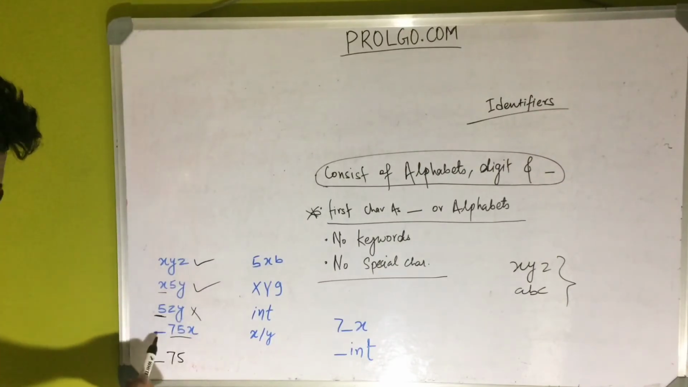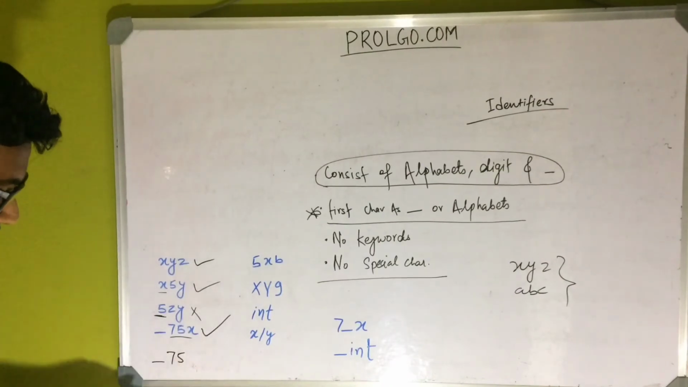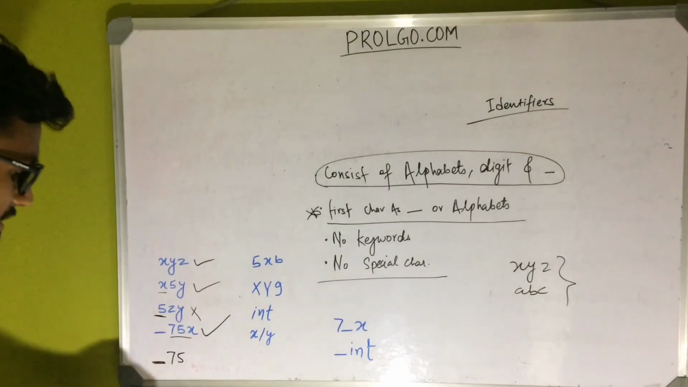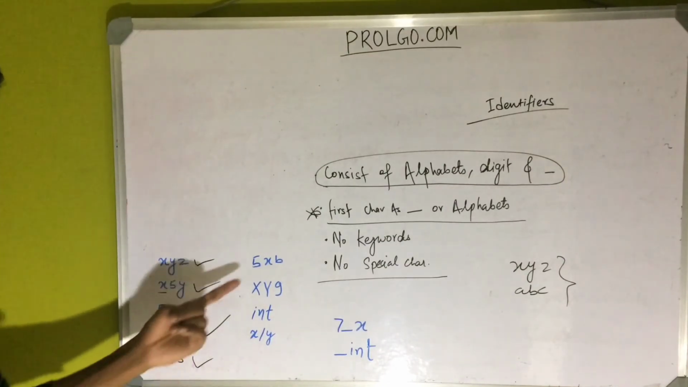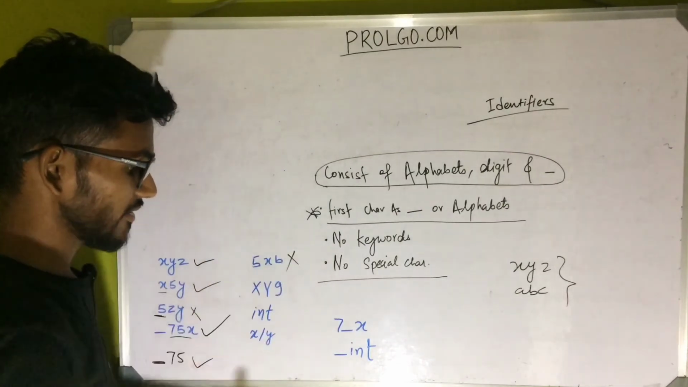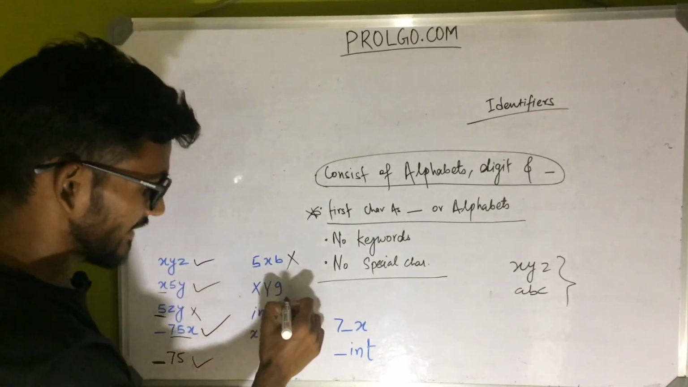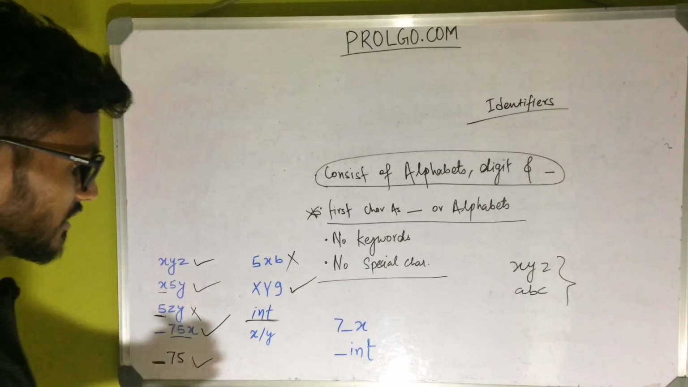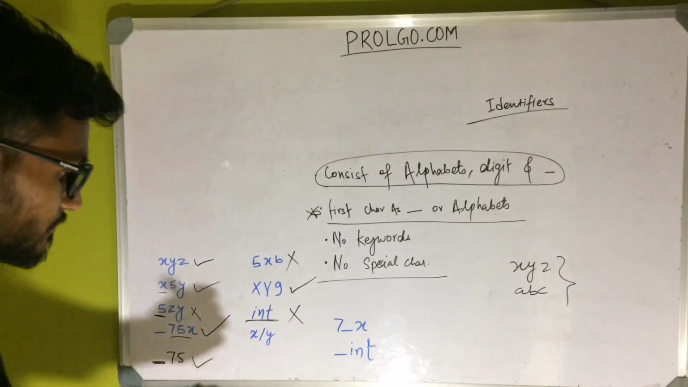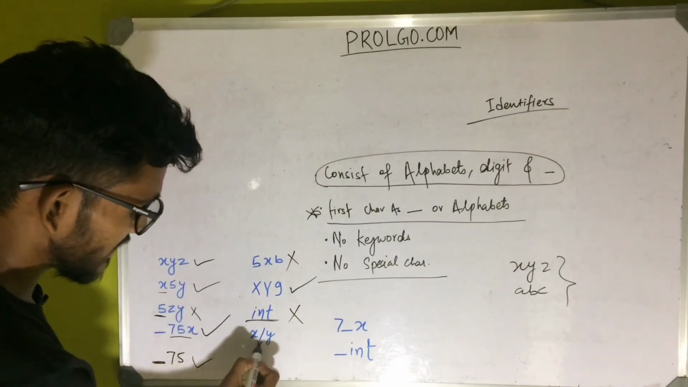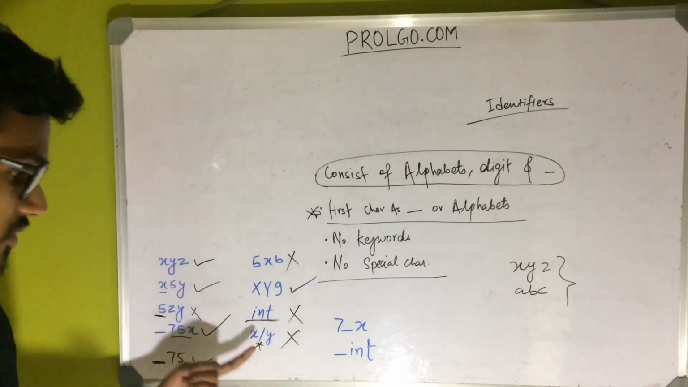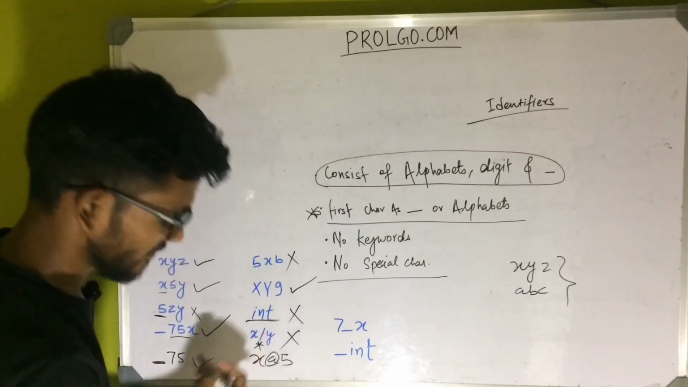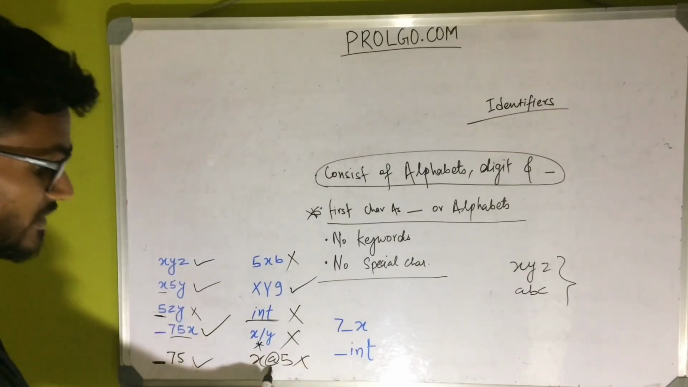I'll take another one, _75. This contains a number but starts with an underscore, so this can be an identifier. Here I have taken only digits, but before that this is the underscore, not a minus sign, so this can also be an identifier. Again, this one is starting with a number, so this cannot be an identifier. XY9 is also correct. Integer is a reserved word or keyword which cannot be used as an identifier. X/Y, again this is a special character, and that's the main reason we cannot use a special character in an identifier, like X@5. So this cannot be used because we are using a special character.